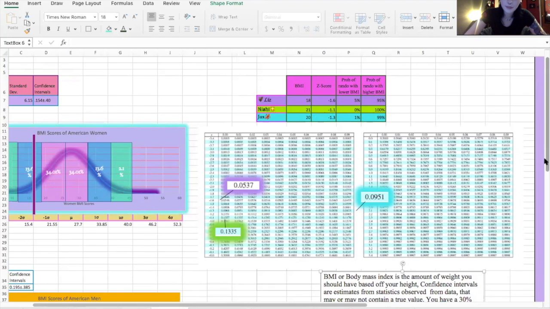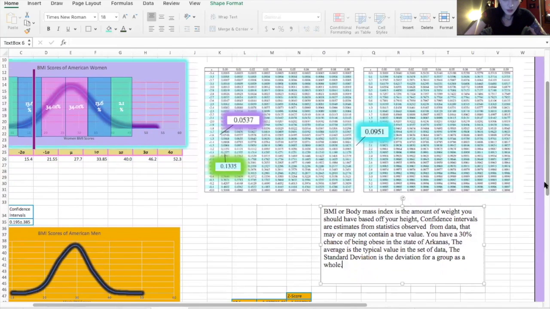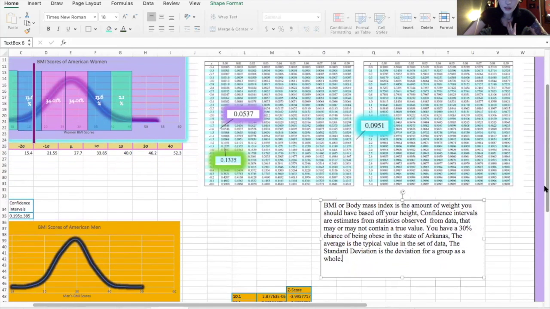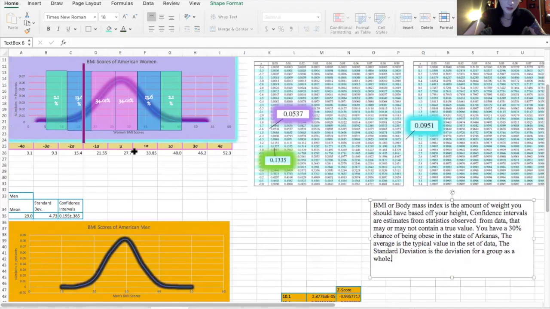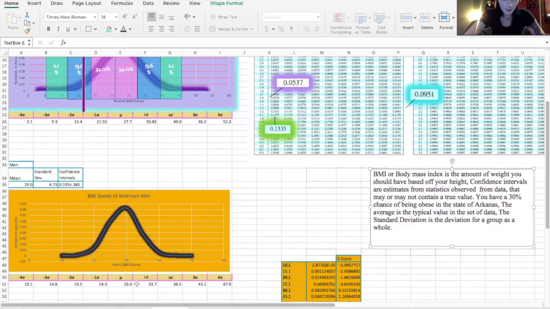But anyway, let's go to the next set of data. So the confidence intervals are obviously estimated on the statistics. And in Arkansas, you have a 30% chance of being obese as far as your BMI goes. The average is the typical value in the set of data. So the typical value in the set of women is the 27.7. And then for men, that's going to be the 29.